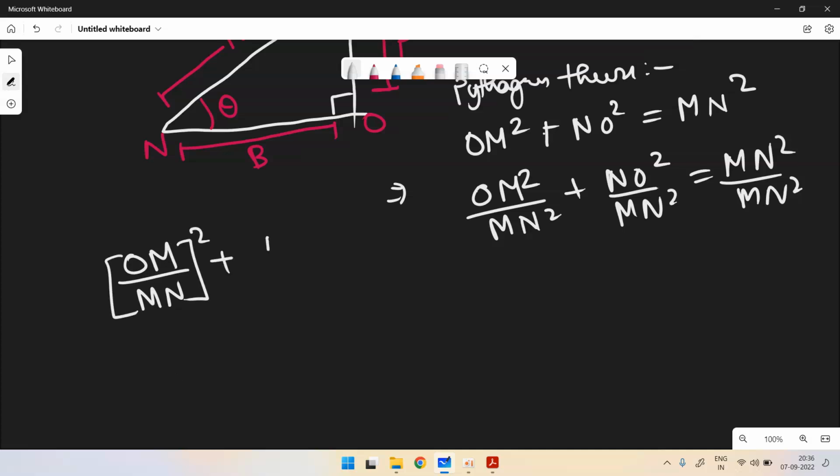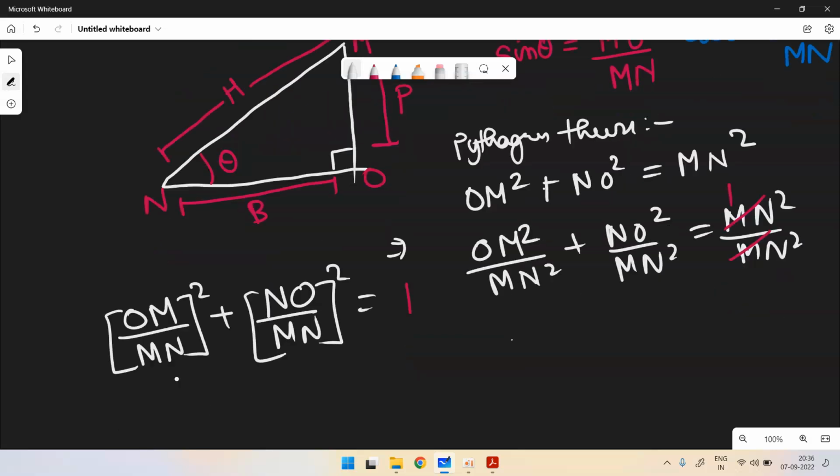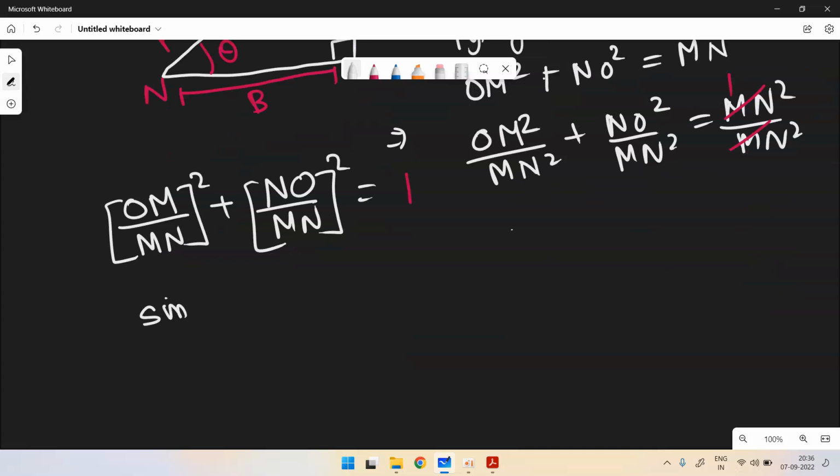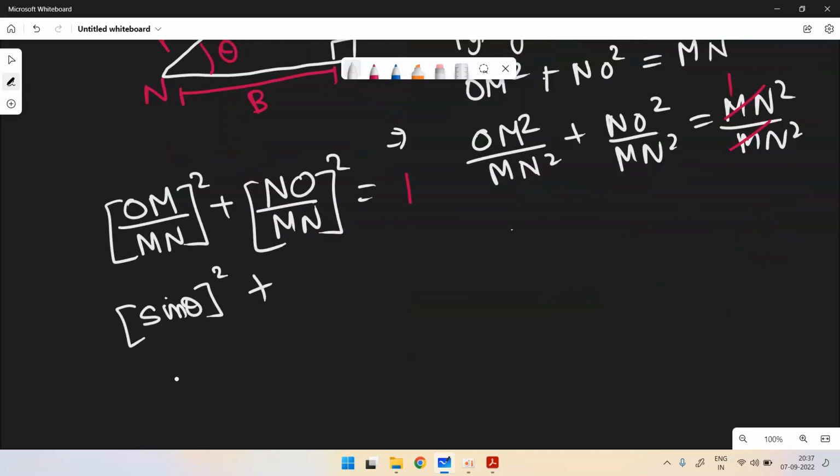This is NO by MN whole square. Yes, sir, this is MN square by MN square, and this gets cancelled. I can write it as 1. Yes, sir, no problem. Now you can see OM by MN. What is OM by MN? OM or MO means the same. MO by MN is nothing but sine theta. So in place of this I am writing sine theta whole square plus, what is NO by MN? NO by MN is cos theta. So this is cos theta whole square equals to 1.